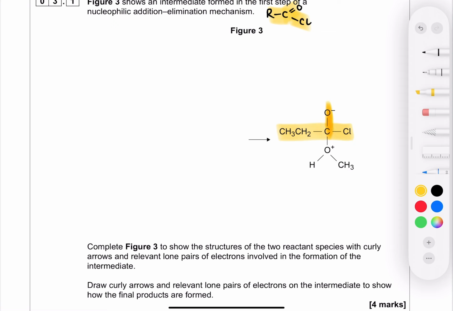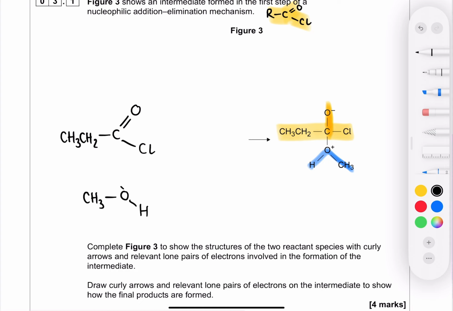So that's one of our structures, which means if we want to look at our other structure, we need this methanol. So we've got a CH3, CH2, C, double bond O, Cl, and we've got a CH3, OH with a lone pair that's involved in the mechanism. So what happens is this lone pair attacks the delta plus carbon and opens up the double bond. That is how it became an O minus on this side. So I'm just going to remove the highlighting now so that I can see what I'm doing next.